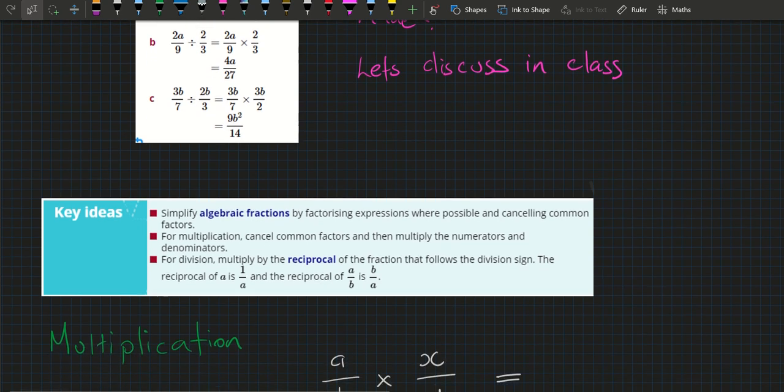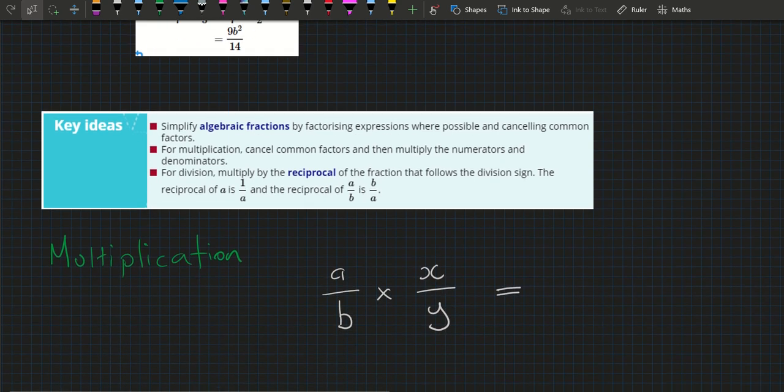All right, on to the key ideas. So simplifying algebraic fractions by factorizing expressions where possible and cancelling common factors. So you had a go at factorizing in exercise 1A, so you will need to use that at different stages in this one, okay? For multiplication, you cancel your common factors and then multiply the numerators and denominators. And I'll show that in a second. And division, we do the same thing except that you do the reciprocal of the second one.